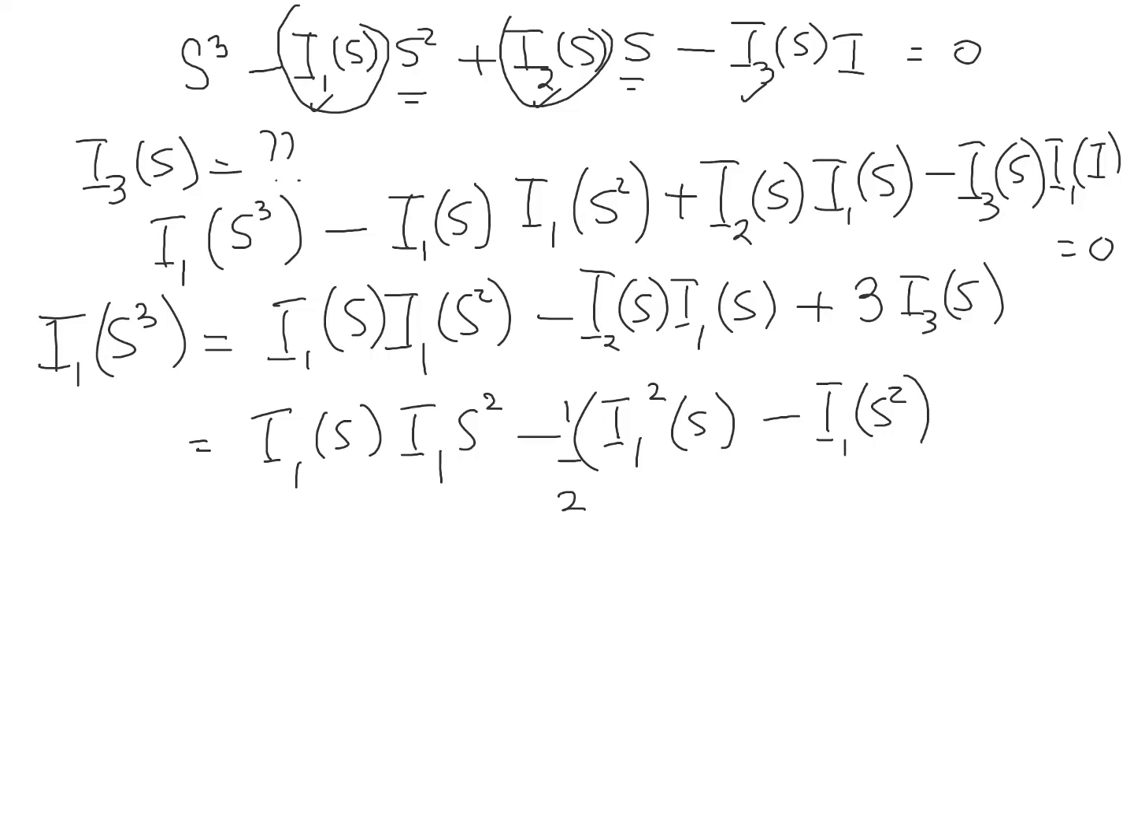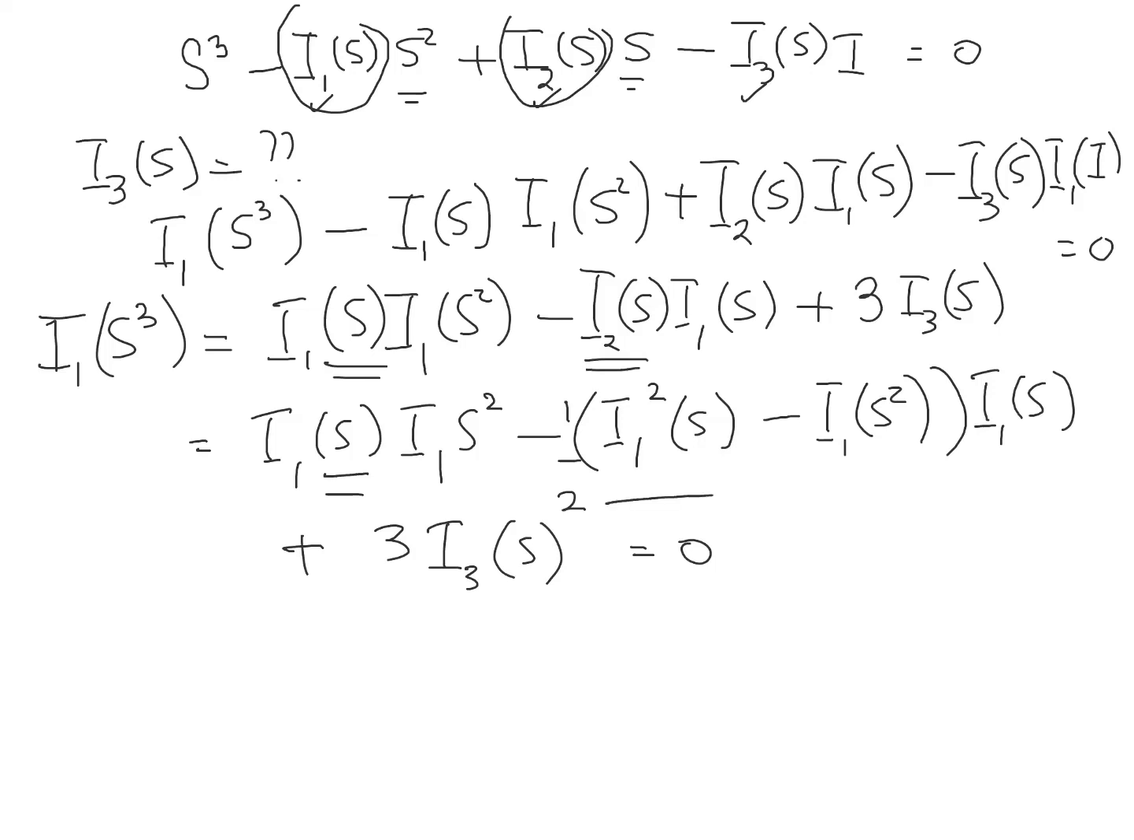So that's I2 of S, and it will be multiplied by I1 of S plus 3 times the third invariant of S equal to 0. So let's look at the terms. This term here is this one here. The second invariant here is the whole of this. They're multiplied by that. And this is the 3, the third invariant, equal to 0. Okay.